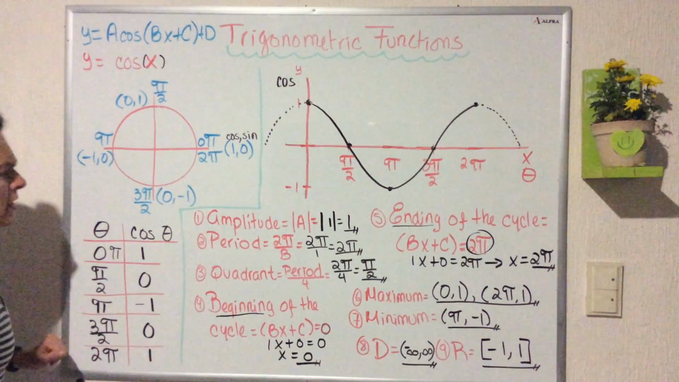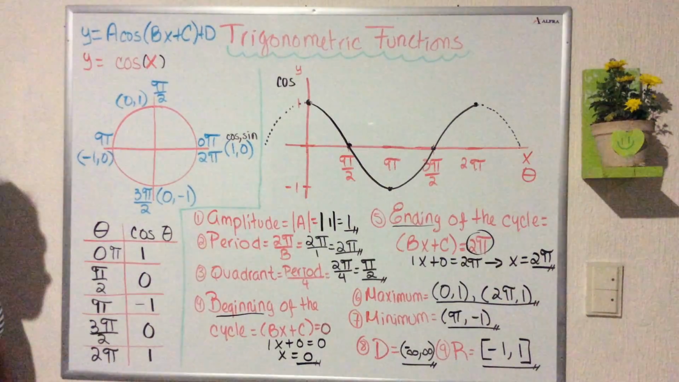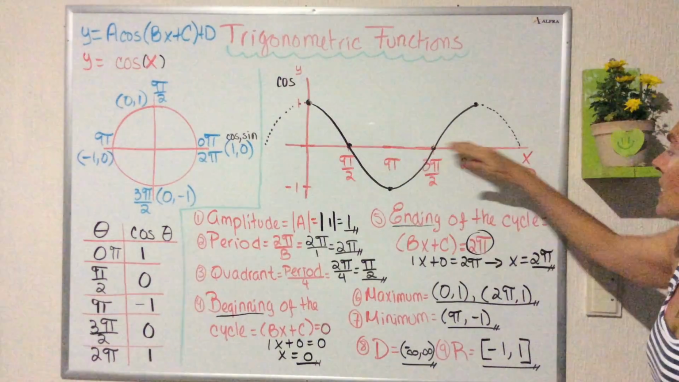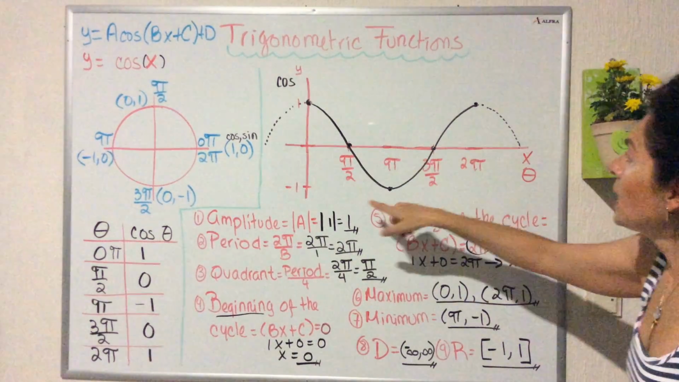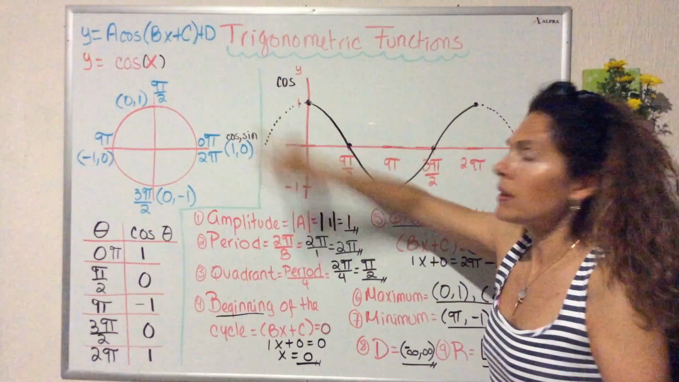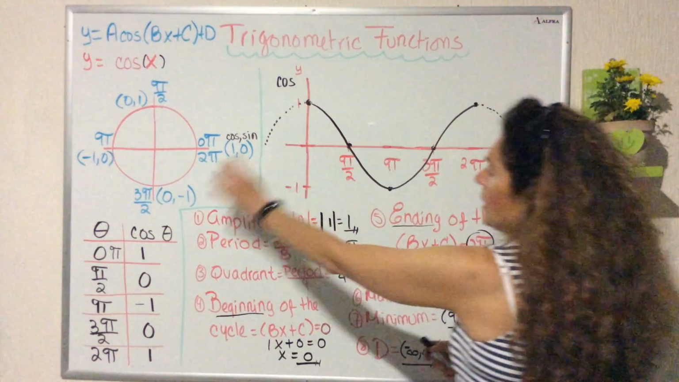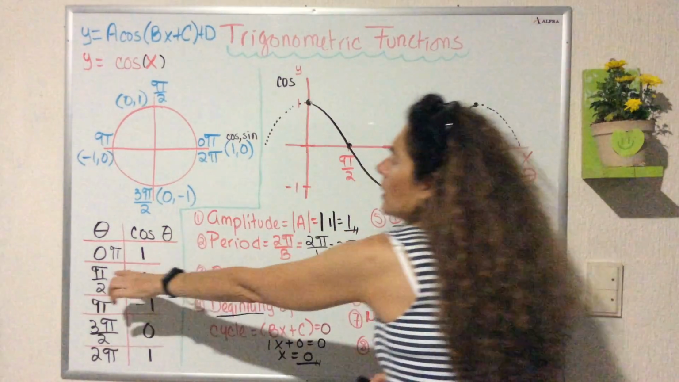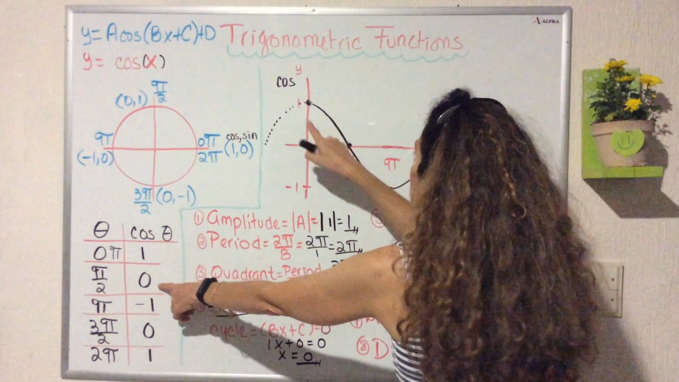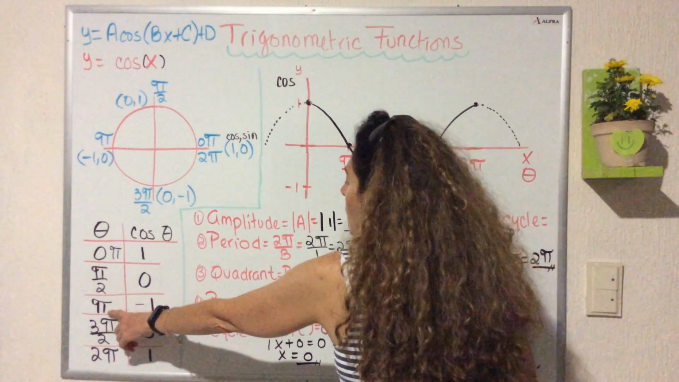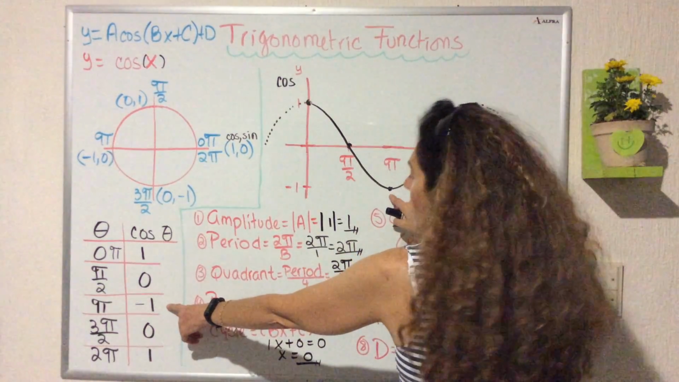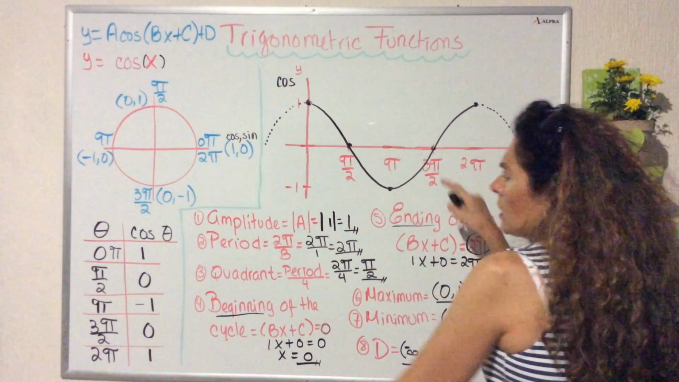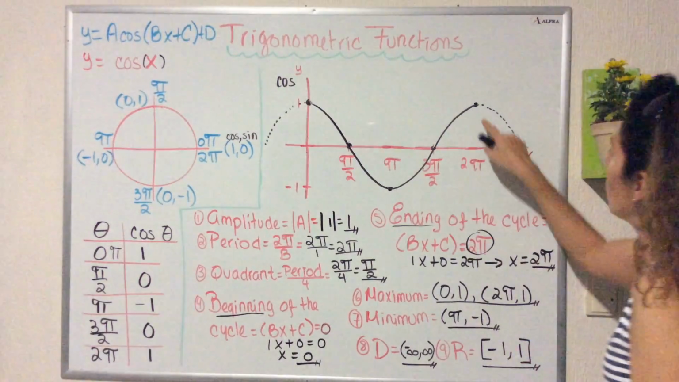We write everything in the table, and when we go and plot the graph, remember that in the graph we have in the x-axis the values for theta, and in the y-axis we have the values for cosine. Okay, so the first one is 0 pi, 1, which is this one. Then at pi halves, 0. At pi we have minus 1, which is here, at 3 pi halves, 0, and then at 2 pi, 1.